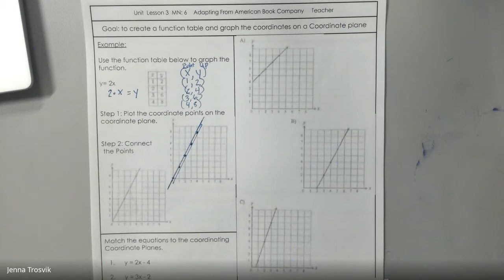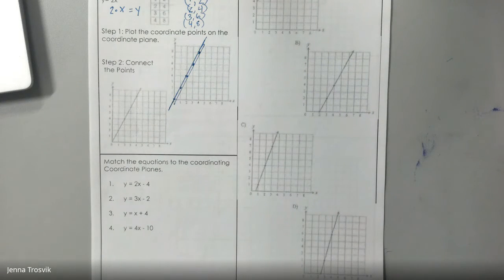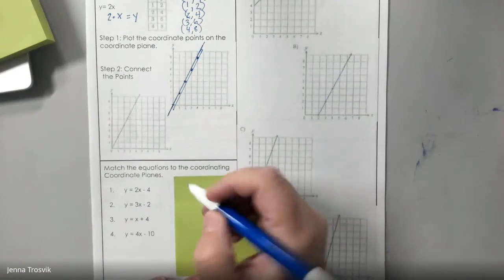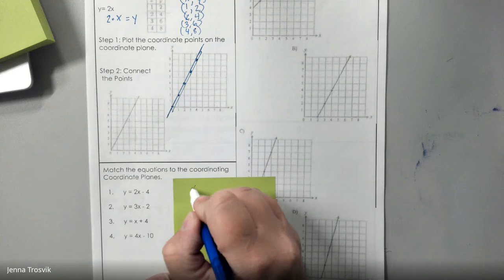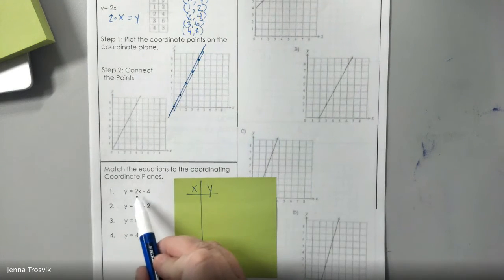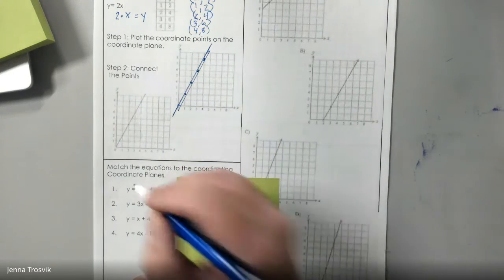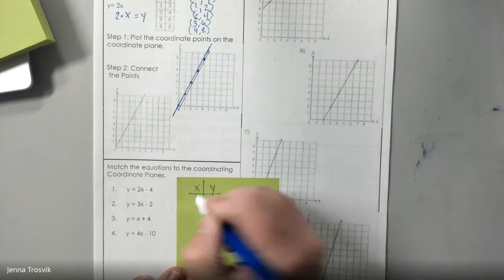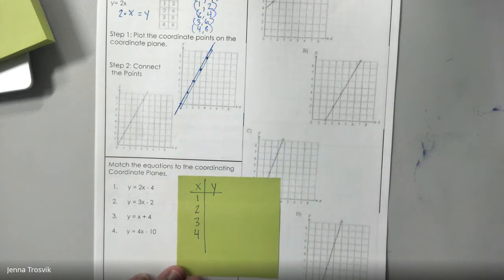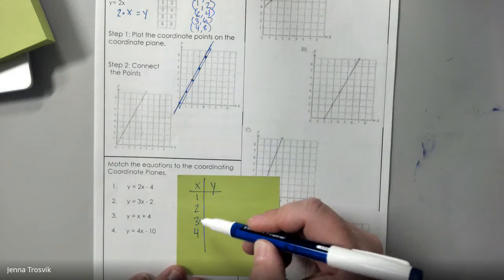All right, let's try it out. If I go to number 1, I'm simply going to use my scratch paper, which is my sticky note, and I'm going to create a function table. So the same as above, x, y, and I'm just going to create a function table that will fit this equation. So for number 1, I have x, and the easiest way to do this is just to put 1, 2, 3, and 4 in for x. These are the easiest numbers to multiply by.